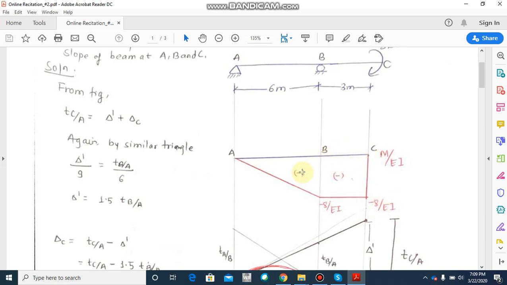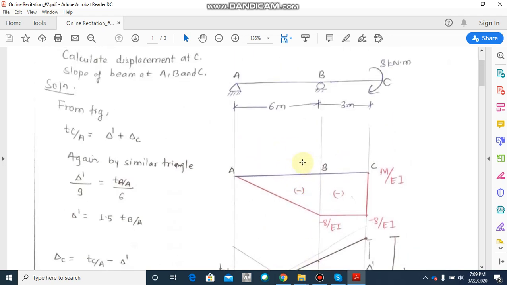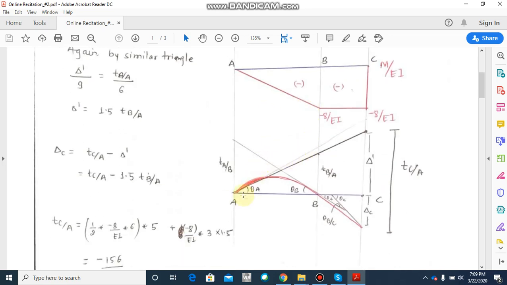The next thing you need to draw is the deflection diagram. So my deflection diagram for this loading condition is denoted by the red here. So theta A is the slope at A, theta B is the slope at B, this theta C is the slope at C, and this small angle theta B/C is the angle between tangents at B and C.